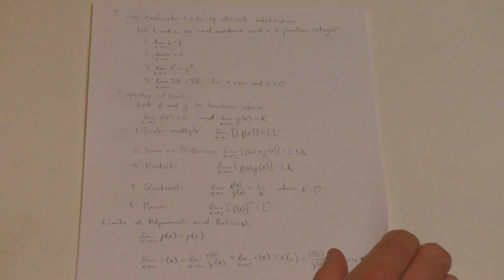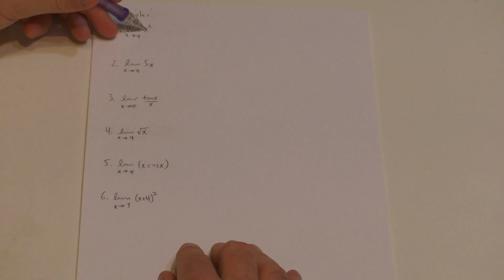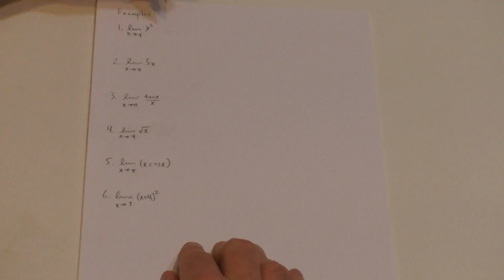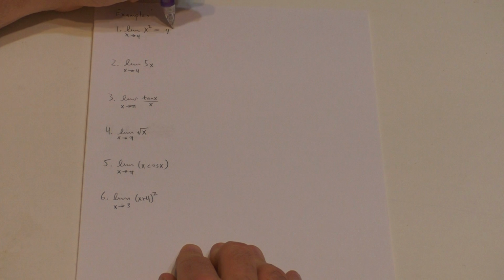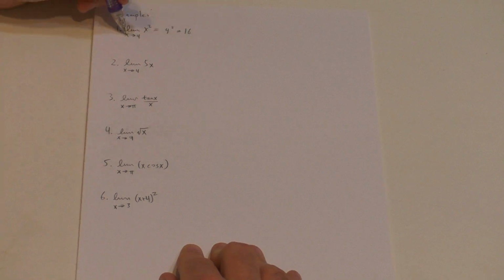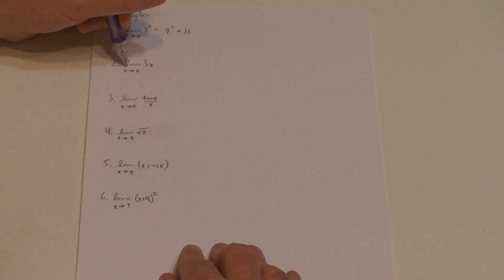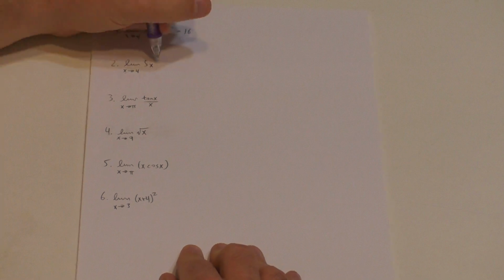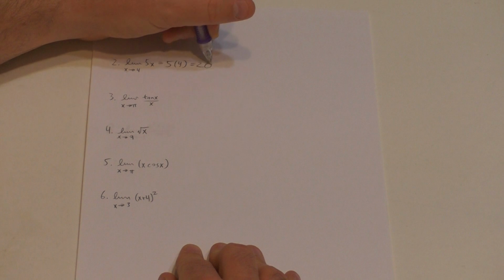All right, so let's see a few examples. You'll see how easy this is. First one, we have this power rule here. All I'm going to do is plug in 4 for x squared, so x squared becomes 4 squared, which of course is 16. So the limit as x approaches 4 of x squared is 16. What's the limit as x approaches 4 of 5x? I'm just going to plug in 4 for x, and that'll equal 20.